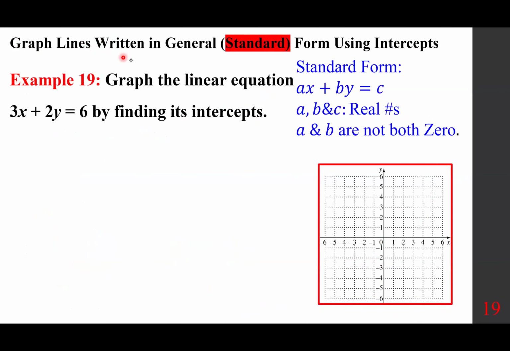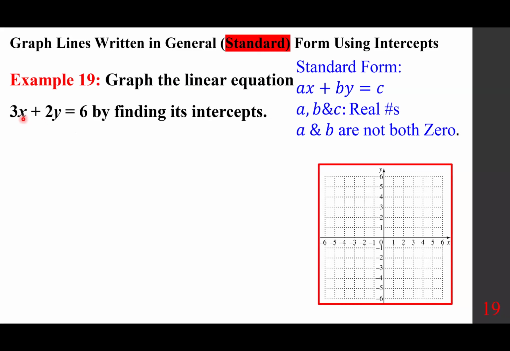All right, let's graph lines written in general standard form using intercepts. Here's the standard form, ax plus by equals c, where a, b, and c are real numbers. A and b are not both zero. One of them can be zero. So we want to graph the linear equation that we have here, 3x plus 2y equals 6, by finding intercepts.